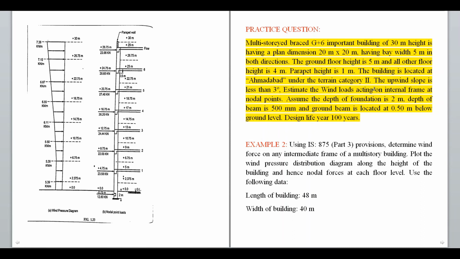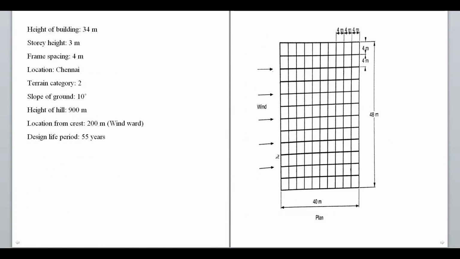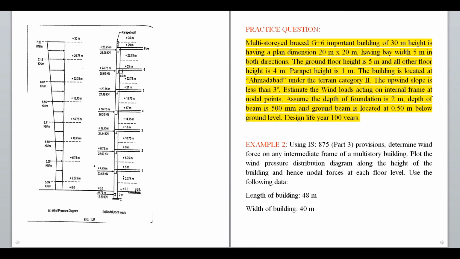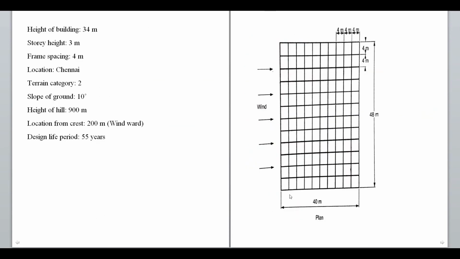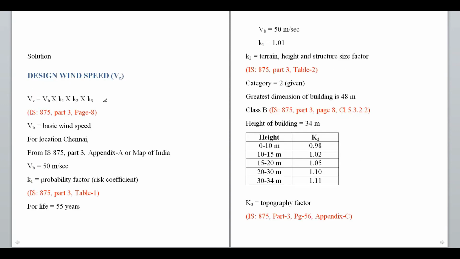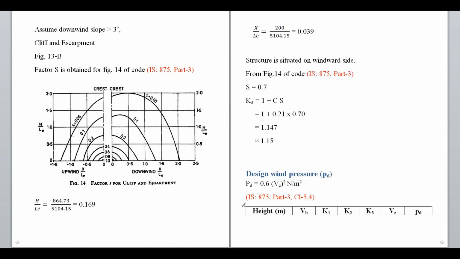Okay, next is example 2. Here are the examples, just with minor changes. Length of building 48. Slope of ground is 10 meter. This is just a different change. If the slope of ground is more than 3 degrees, the only change is in the K3 calculation, the topography factor calculation. How? You can see here.